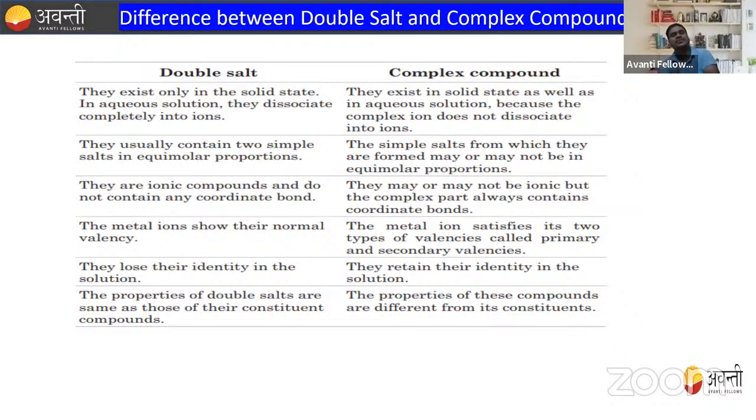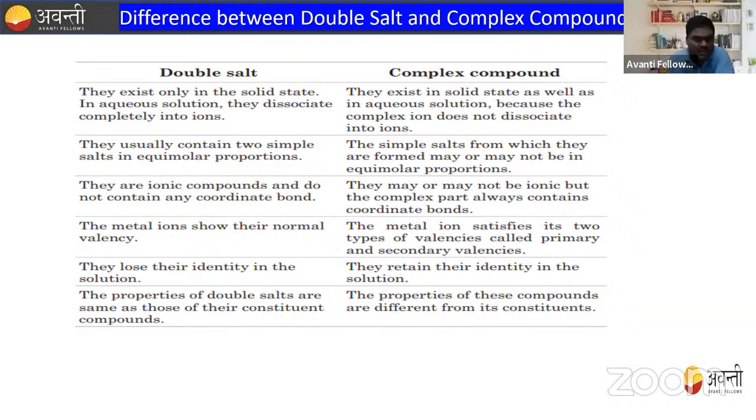So we can differentiate between the double salt and complex salt. Double salts exist only in the solid state. In aqueous solution, they dissociate completely into ions. Whereas the complex exists in the solid state as well as in the aqueous solution, because the complex ion does not dissociate into ions. Double salts usually contain two simple salts in equivalent proportion. The simple salts from which complexes are formed may or may not be in equivalent proportion. Double salts are ionic compounds and do not contain any coordinate bond. Complex compounds may or may not be ionic, but always contain a coordinate bond.